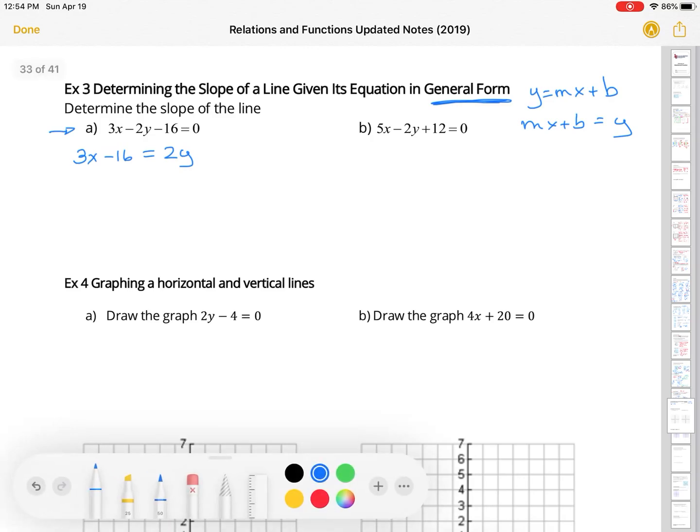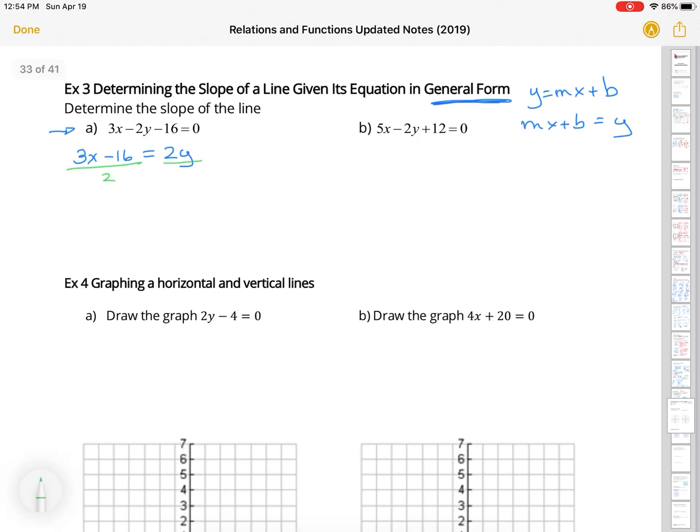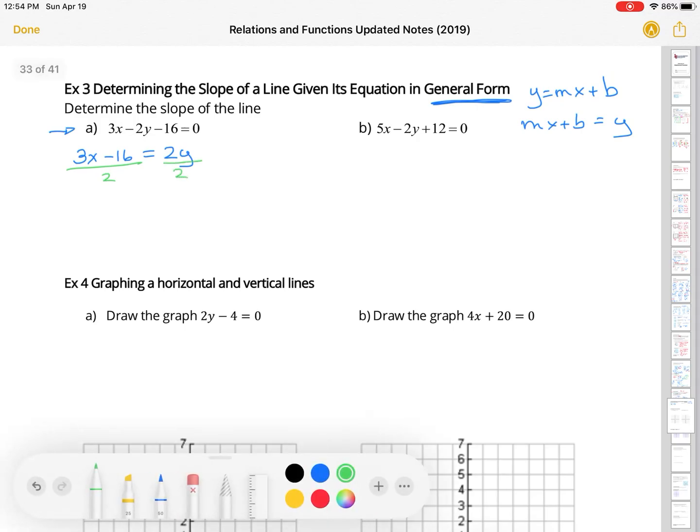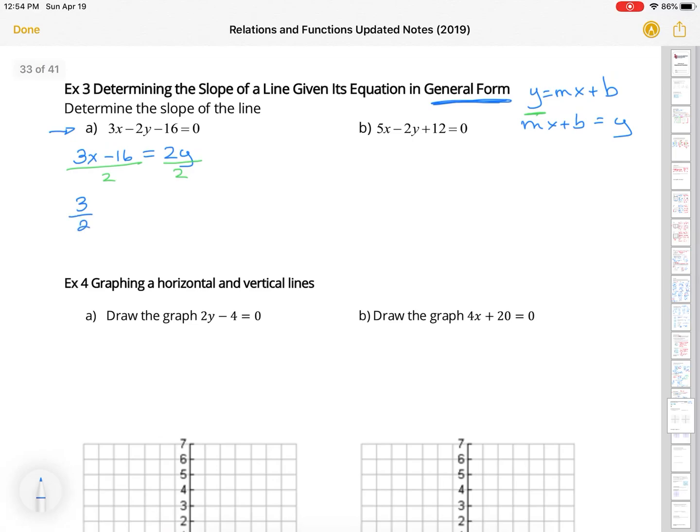Now I want to get rid of that 2 in front of the y. So I'm going to divide everything by 2 because I want to get y by itself like it is in the y equals mx plus b form. So when I do that, I get 3 over 2x minus 8 equals y.